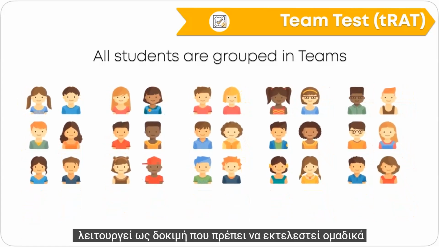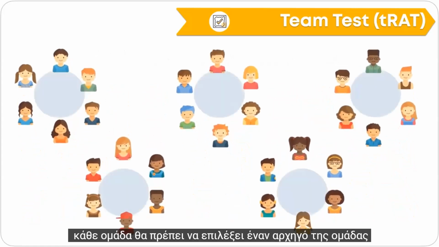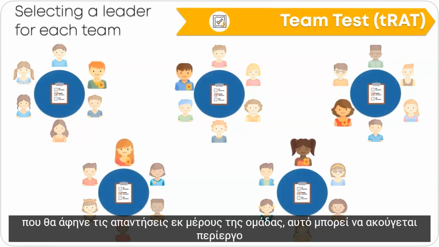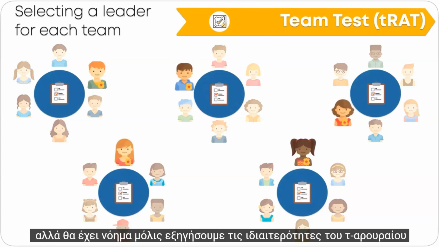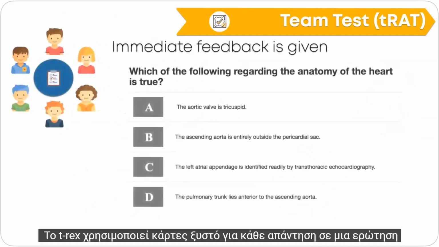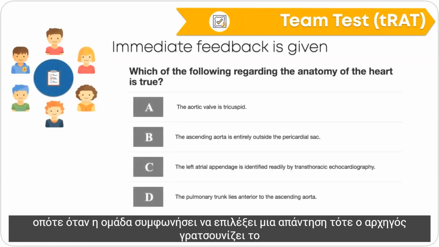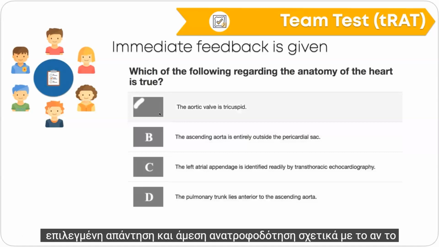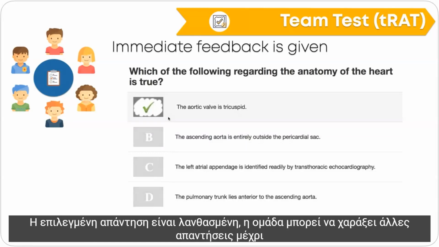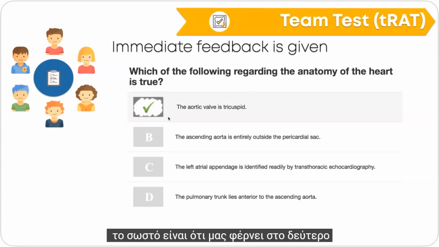As the test is to be performed as a team, each team would need to select a team leader that would scratch the answers on behalf of the team. This might sound odd, but it will make sense once we explain the peculiarities of the TRAT. The TRAT uses scratch cards for each answer to a question. So when the team agrees to choose an answer, then the leader scratches the selected answer, and immediate feedback as to whether the answer is correct is instantaneously displayed. If the selected answer is incorrect, the team can scratch other answers until the correct one is found.